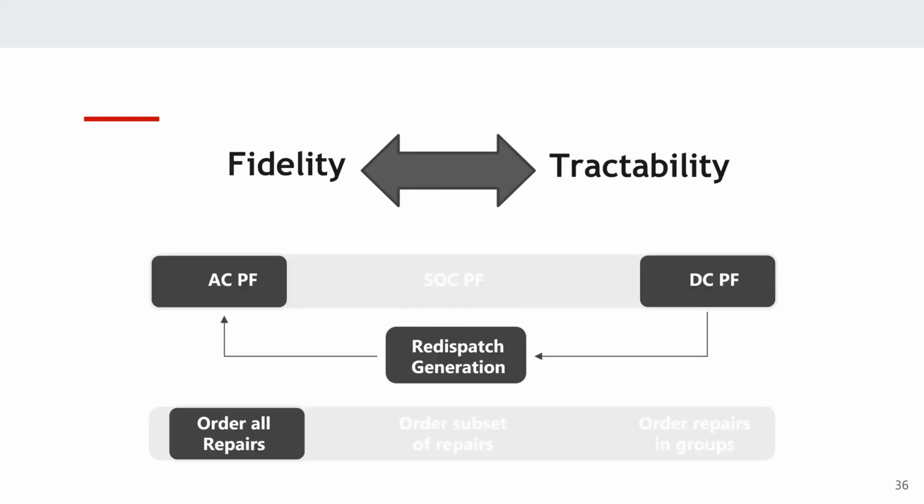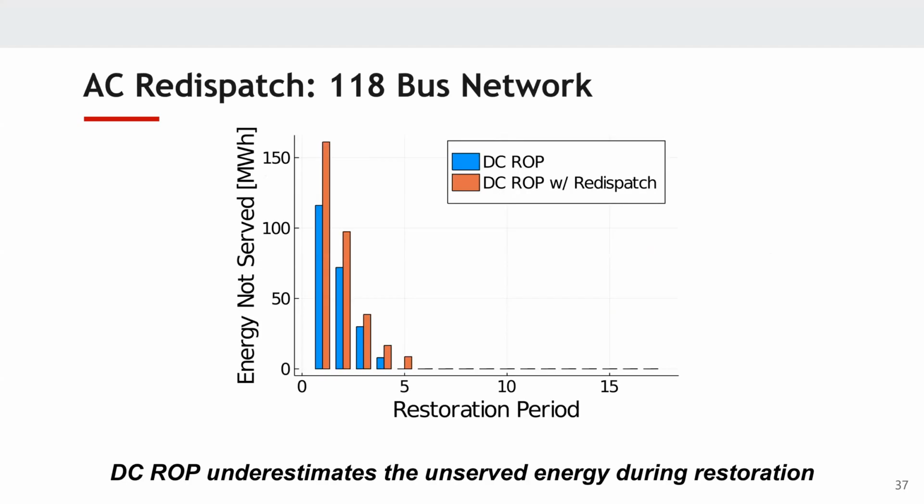And finally, we're going to take a look at that redispatch of the generation in order to try and recover a higher quality power flow solution to a problem. Here we're taking a look at the 118 bus network, where about 10% of the transmission lines have been damaged. In the blue is the restoration ordering problem with that DC power flow. According to the DC power flow, only 4 repairs are needed to fully power the load in the network again.